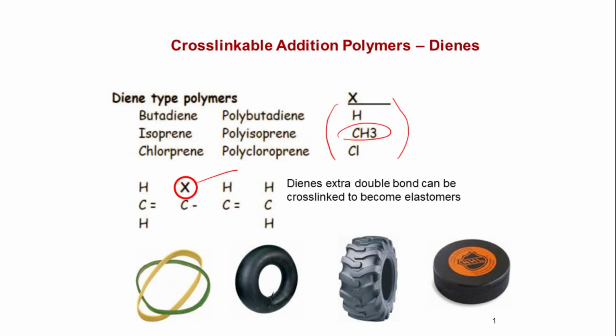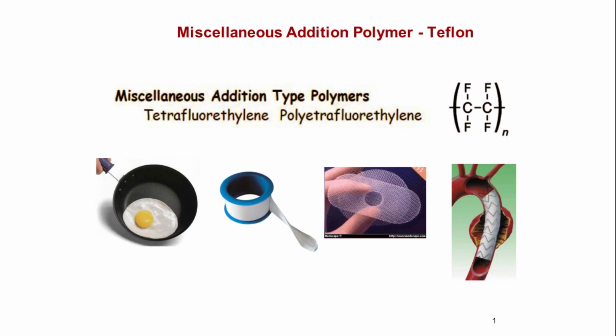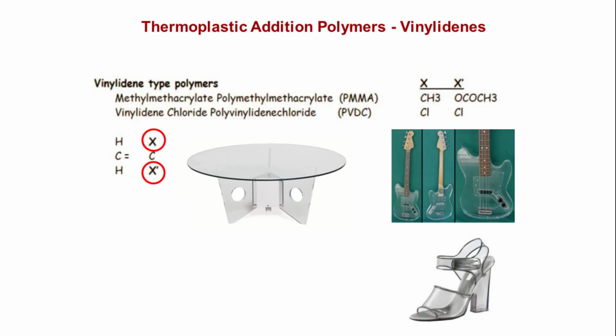Diene-type polymers, like butadiene and isoprene, can form extra double bonds, making them cross-linkable to become elastomers. This characteristic is essential for creating flexible and durable materials. Teflon, a miscellaneous addition polymer, is known for its non-stick properties and high resistance to heat. Its unique structure makes it ideal for various applications, from cookware to medical devices.